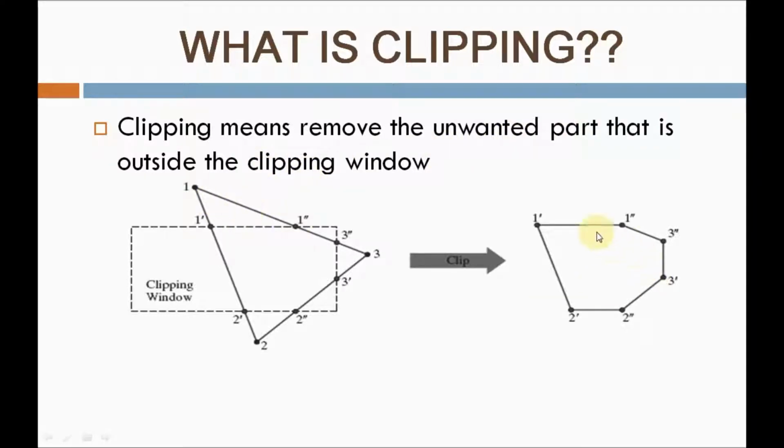You can see here, this is the final output I got after clipping the parts of the triangle that are outside the clipping window. This is a part that is outside, I removed it. This is a part that is outside, I removed it, and this is a part that is outside and I removed it. Once I remove all the parts that are outside the clipping window, you get the final object, that is the clipped object. So understood guys? Clipping means you have to remove the part that is outside the clipping window.